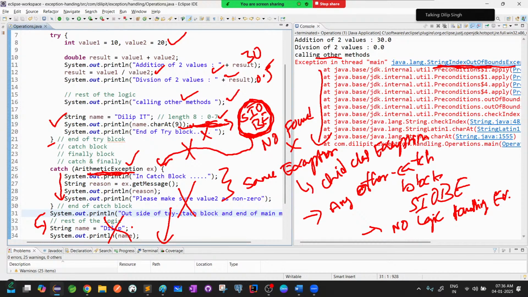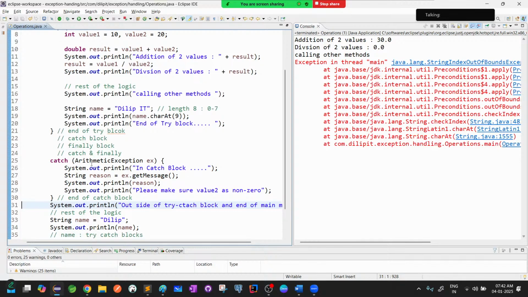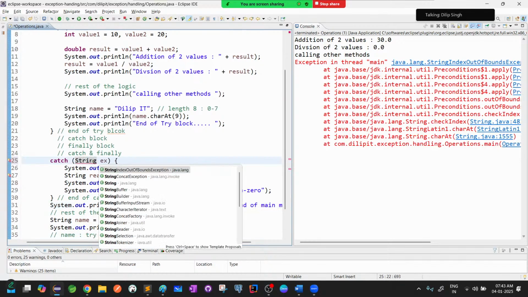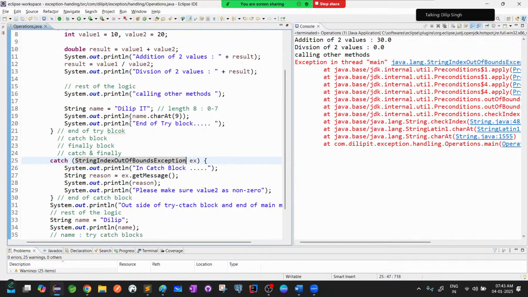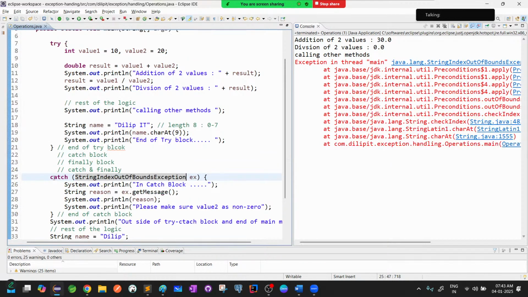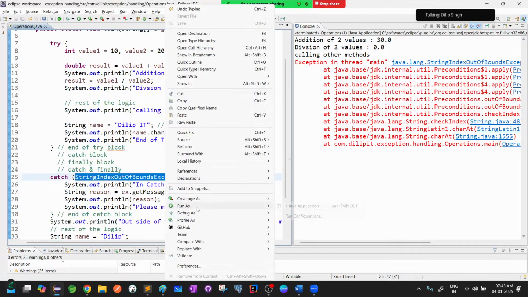So what do we have to do now? Can I write StringIndexOutOfBoundsException? Okay, so now what will happen? Understand? I modified my catch block to StringIndexOutOfBoundsException. So what will happen this time? Let's execute the process first.